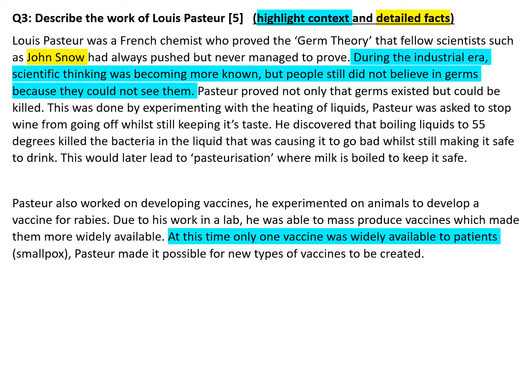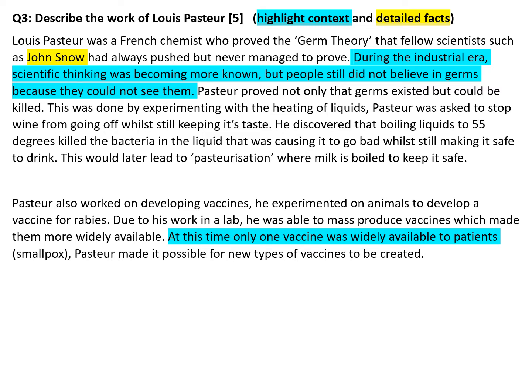Pasteur also worked on developing vaccines. He experimented on animals to develop a vaccine for rabies. Due to his work in the lab, he was able to mass produce vaccines which made them more widely available. Highlight if I'm using detailed facts here. This is my little bit of context. At this time, only one vaccine was widely available to patients, smallpox. Pasteur made it possible for new types of vaccines to be created.